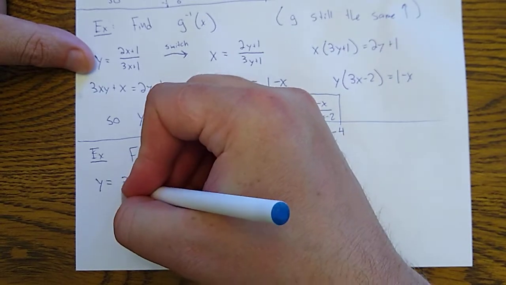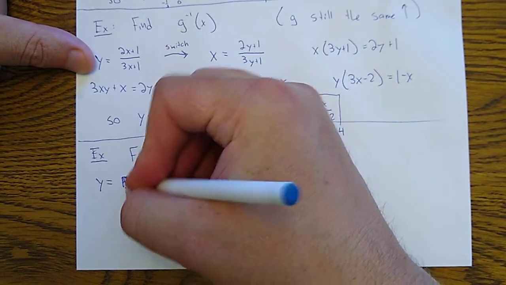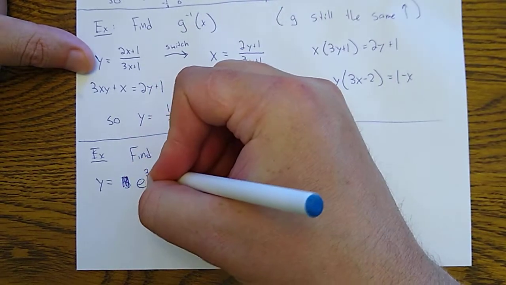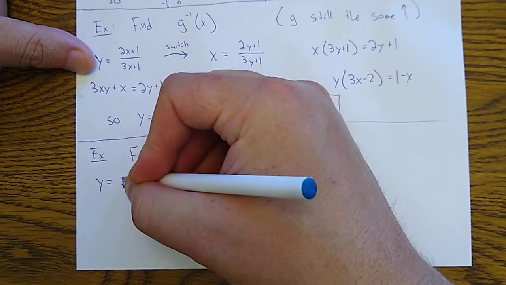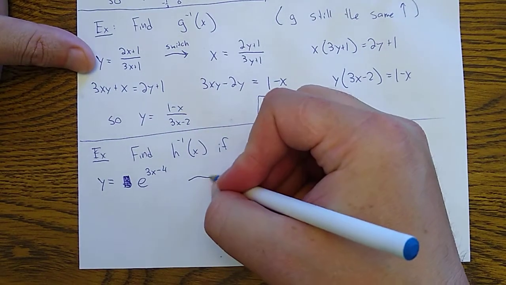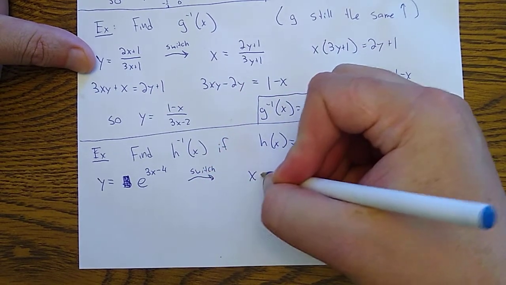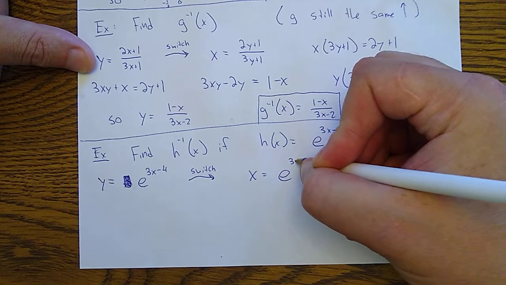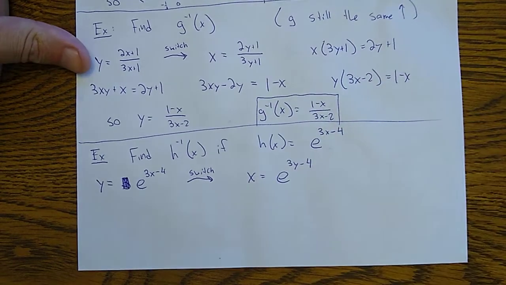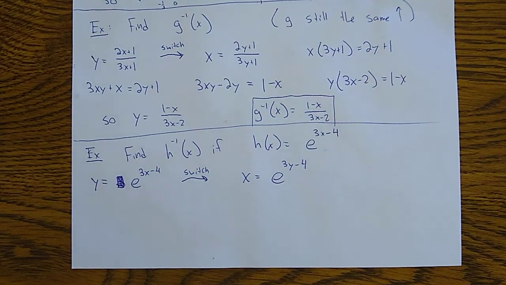y equals e to the 3x minus 4. Switch: x equals e to the 3y minus 4, and now I have to solve for y.